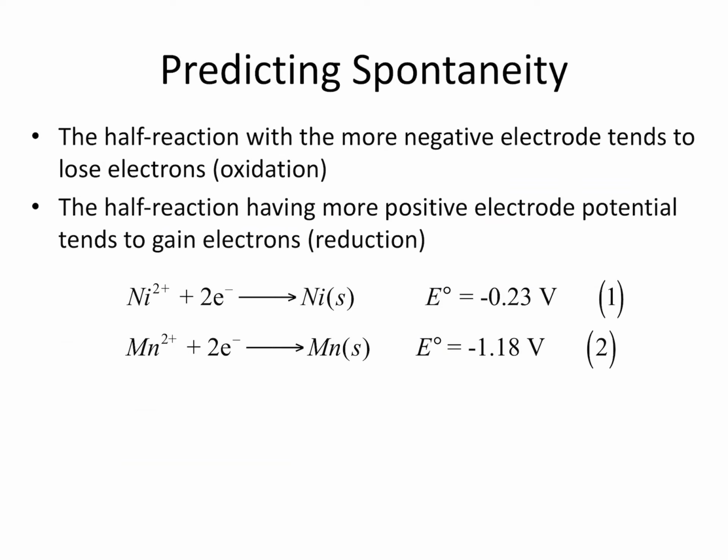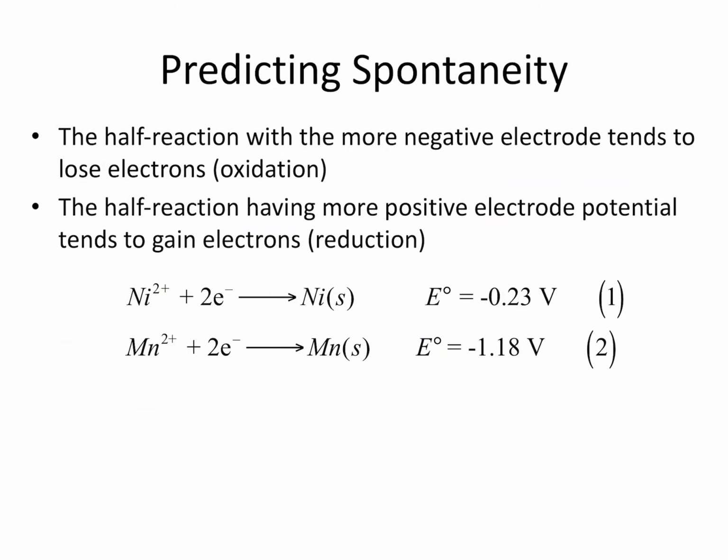If you are given two half-cell reactions like this, and you're not given an overall equation where you can assign oxidation states and say what is being oxidized and reduced, you have to determine through their voltages. So if you are given, for example, the two half cells of nickel and manganese, you would determine their oxidation and reduction potentials based off of their cell potential voltages.